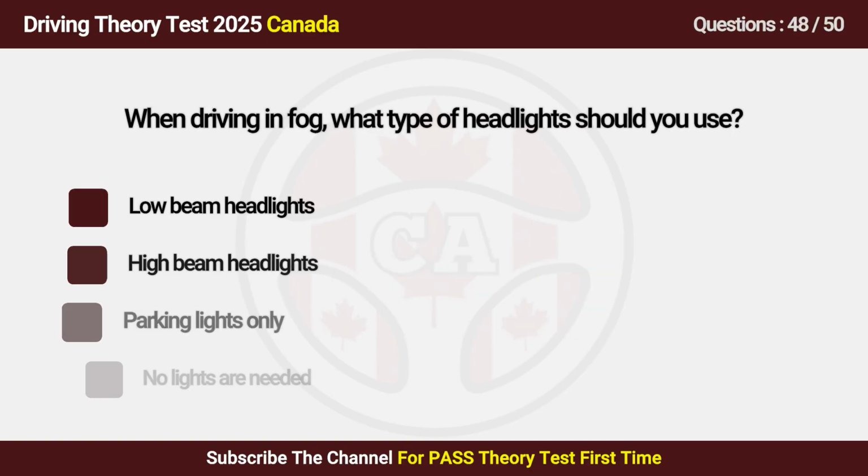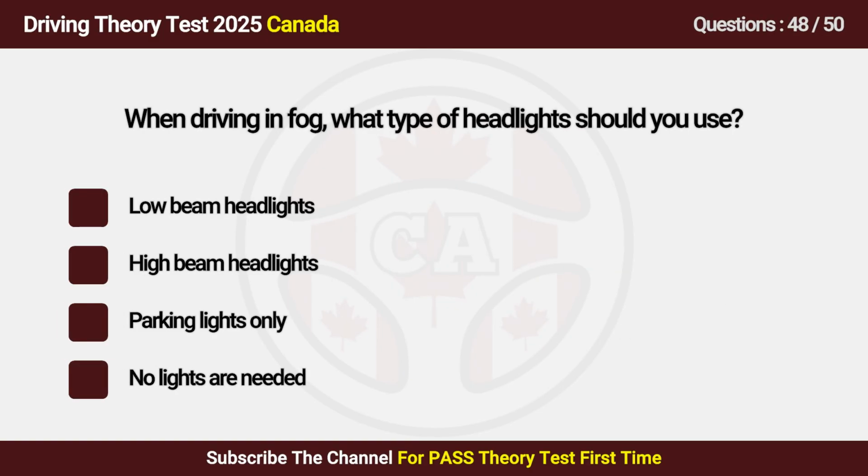Question 48. When driving in fog, what type of headlights should you use? A. Low beam headlights. B. High beam headlights. C. Parking lights only. D. No lights are needed.